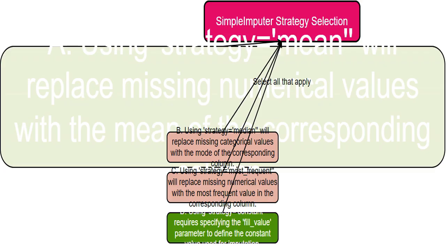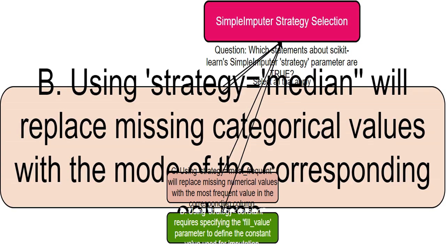This option says that if we choose mean as our strategy, simple imputer will replace missing numerical values with the average of the numbers in that column. That sounds right to me. This one suggests that choosing median will handle missing categorical data. That is incorrect because median is used for numerical data. I find the median by sorting the values and finding the middle one.